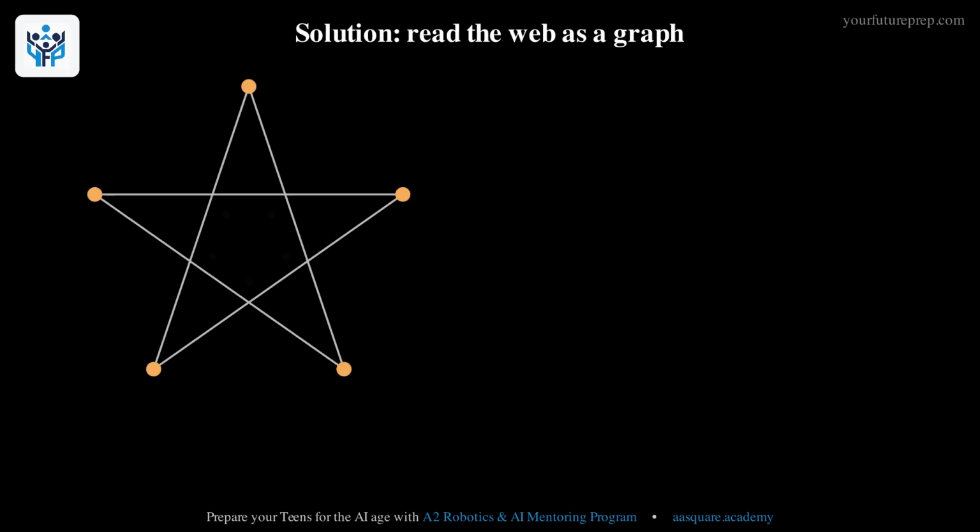The key is the shape of the web. Each outer tip touches exactly 2 inner points, so its degree is 2. Each inner crossing touches 4 points, 2 outer tips and 2 inner points, so its degree is 4.